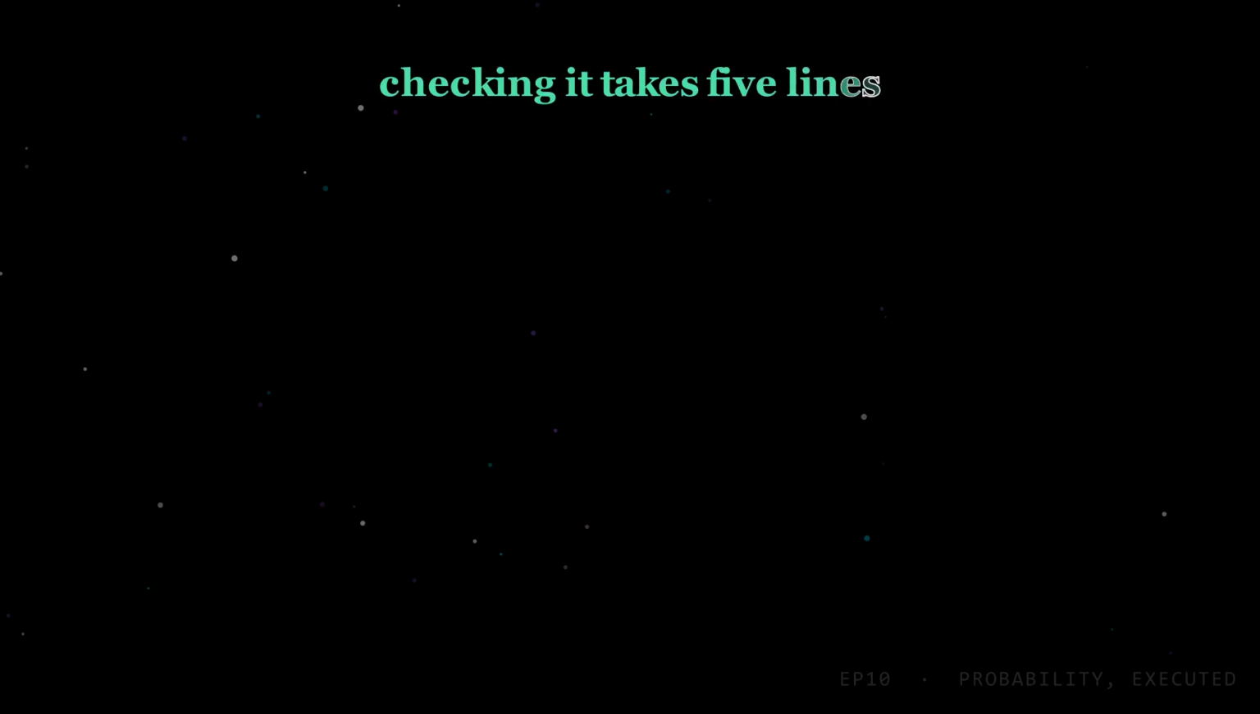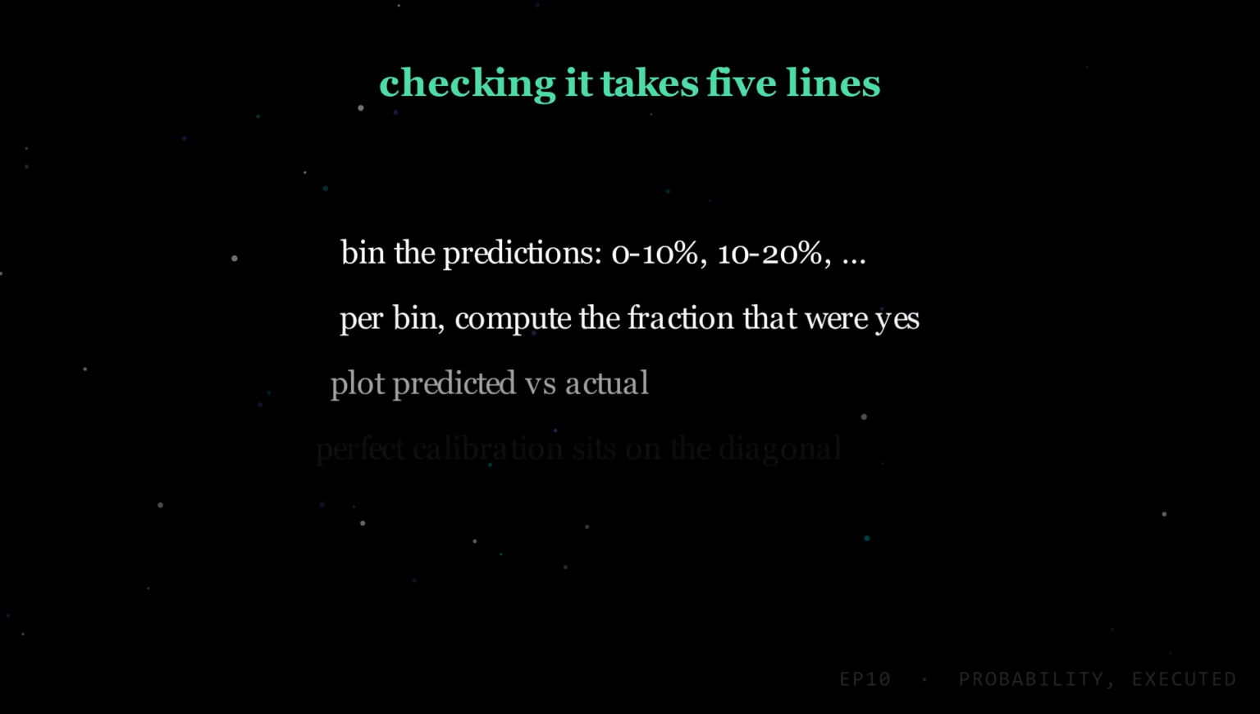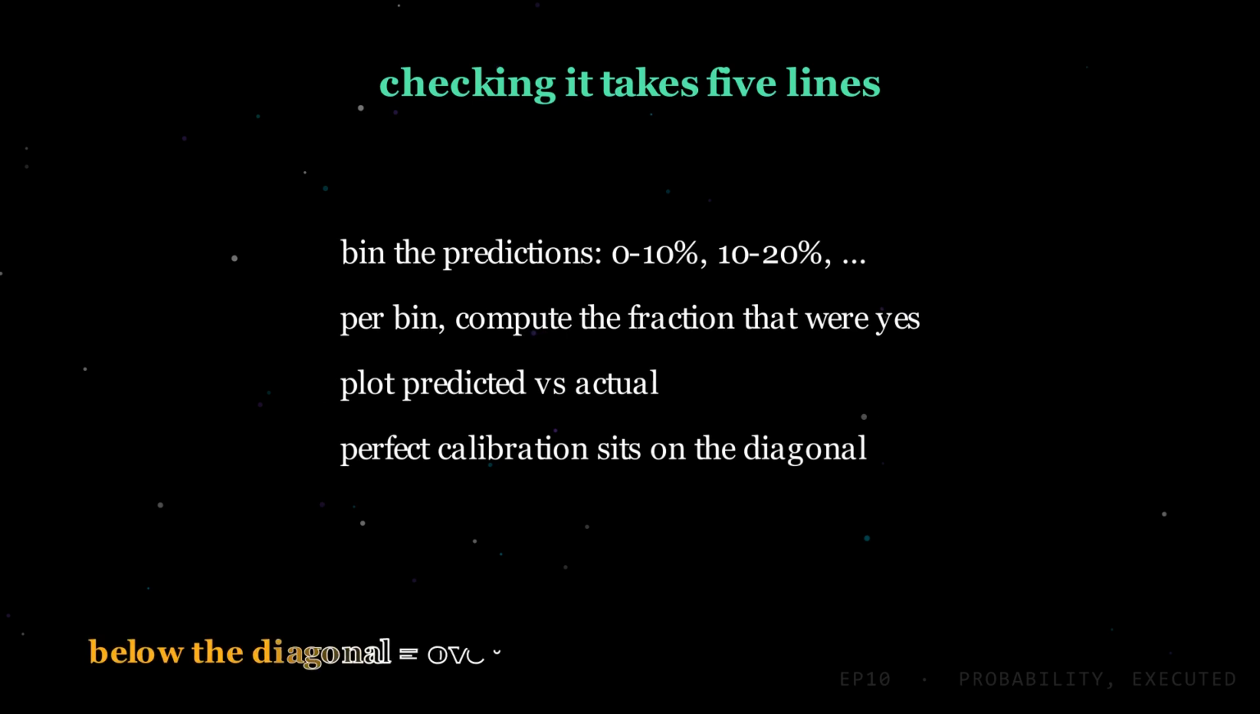So, checking calibration takes about 5 lines. Bin your predictions 0 to 10%, 10 to 20, and so on. For each bin, compute the actual fraction that turned out yes. Plot predicted against actual. A perfectly calibrated model sits on the diagonal. Below the diagonal means overconfident, which is by far the more common direction. And it's exactly what happens when you optimize for accuracy instead of probability quality.